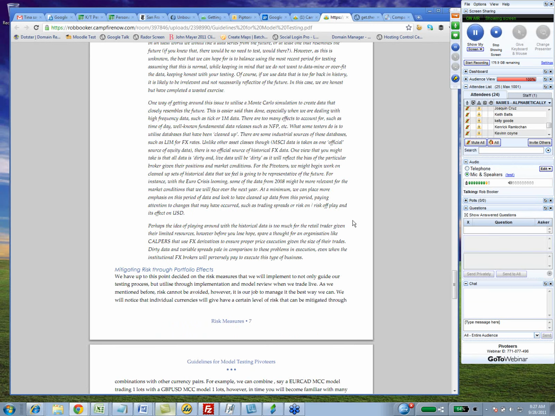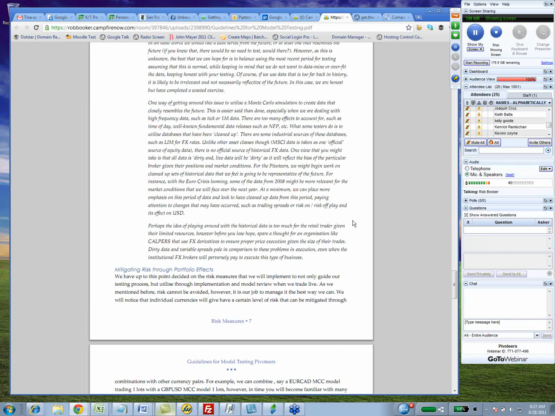One way around this issue is to utilize a Monte Carlo simulation to create data that closely resembles the future. This is easier said than done, especially when we're dealing with high-frequency data such as tick or 1-minute data. There's too many effects to account for, such as time of day, well-known fundamental data releases such as NFP, etc. It's just like I said, if we could come up with a set of stuff coming up in the future and we could compare that to a set of stuff going on in the past and really build a model for what the future might look like, we'd be billionaires, not millionaires.